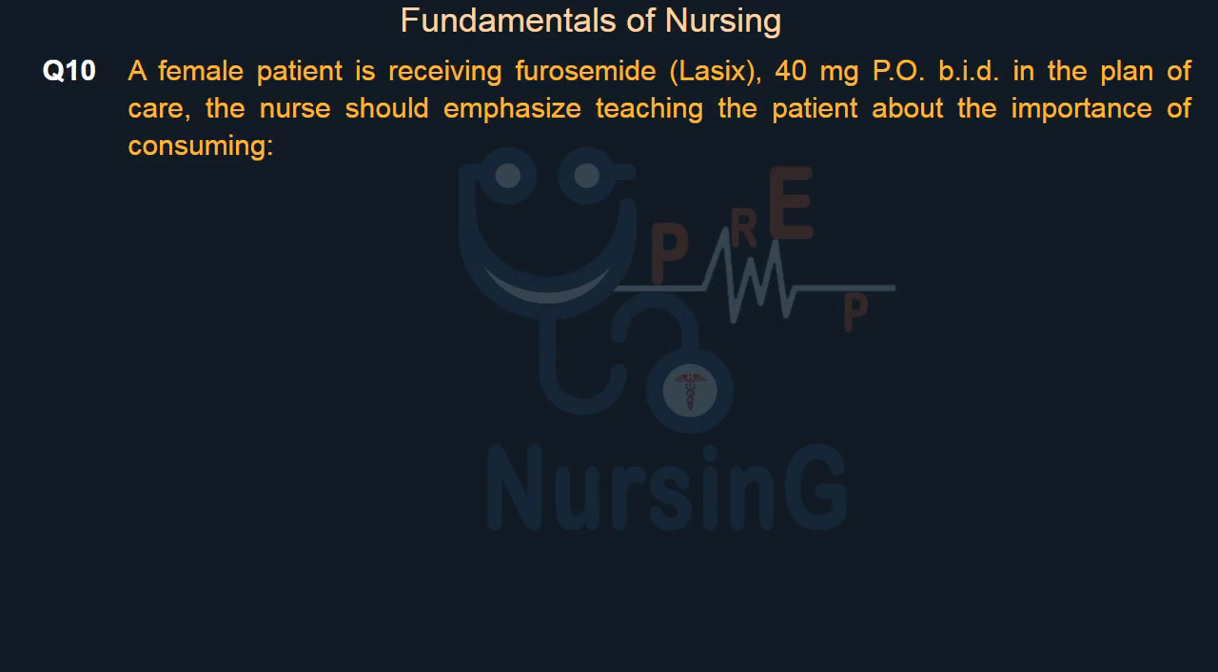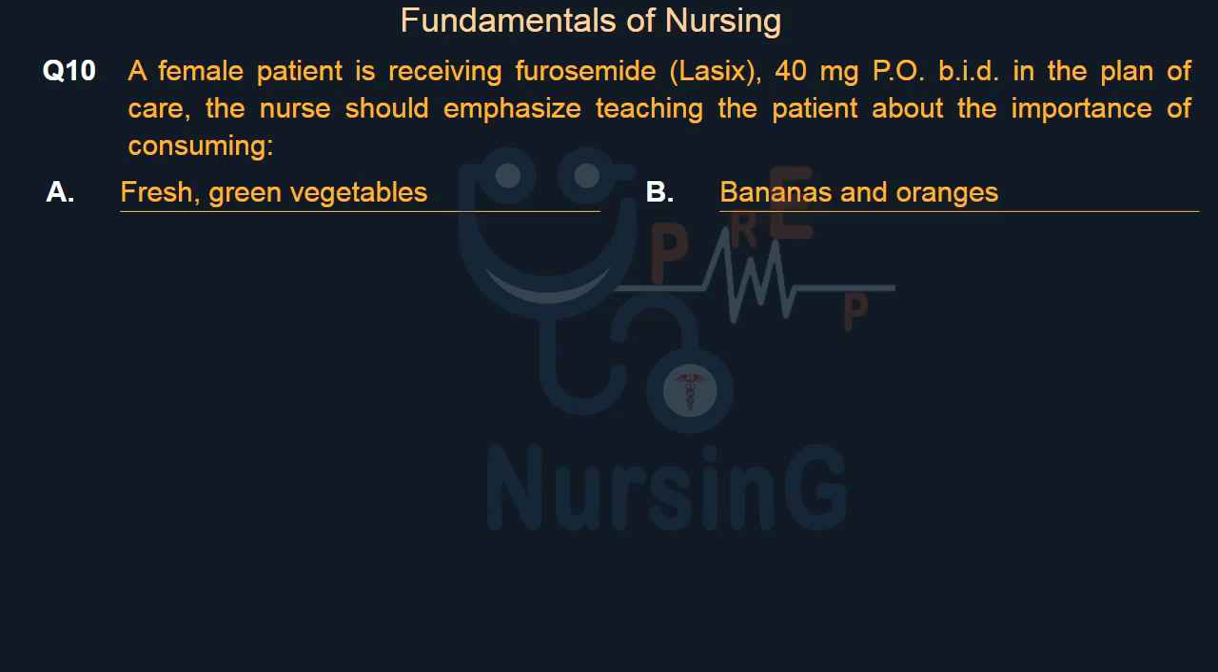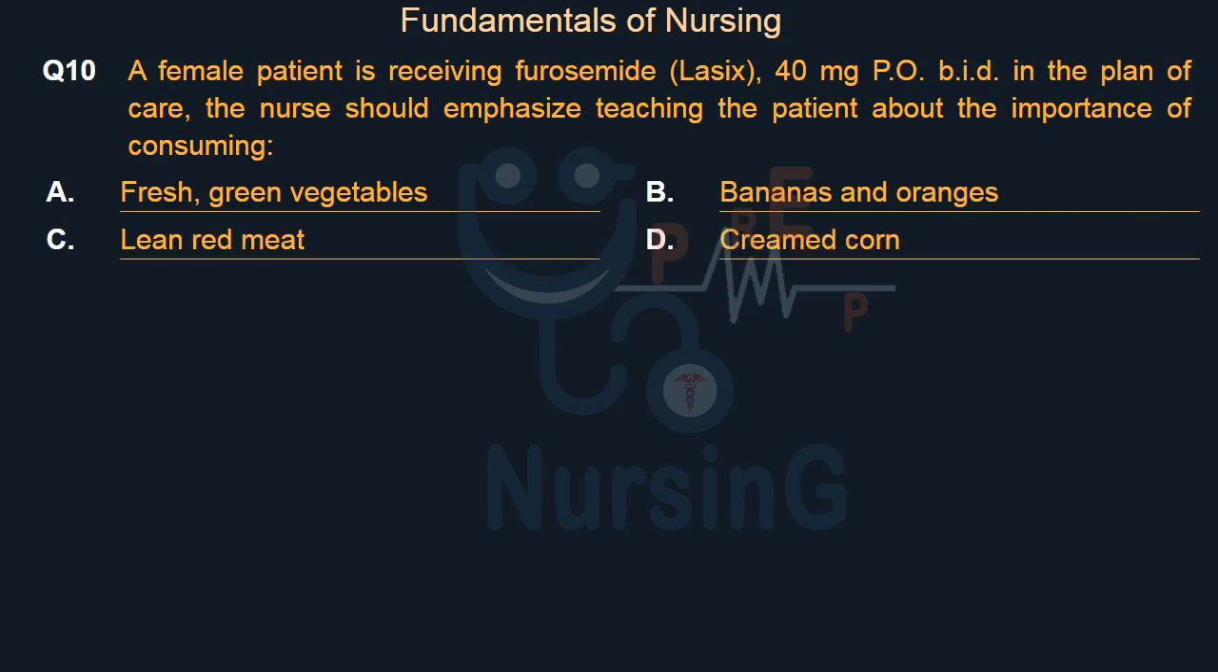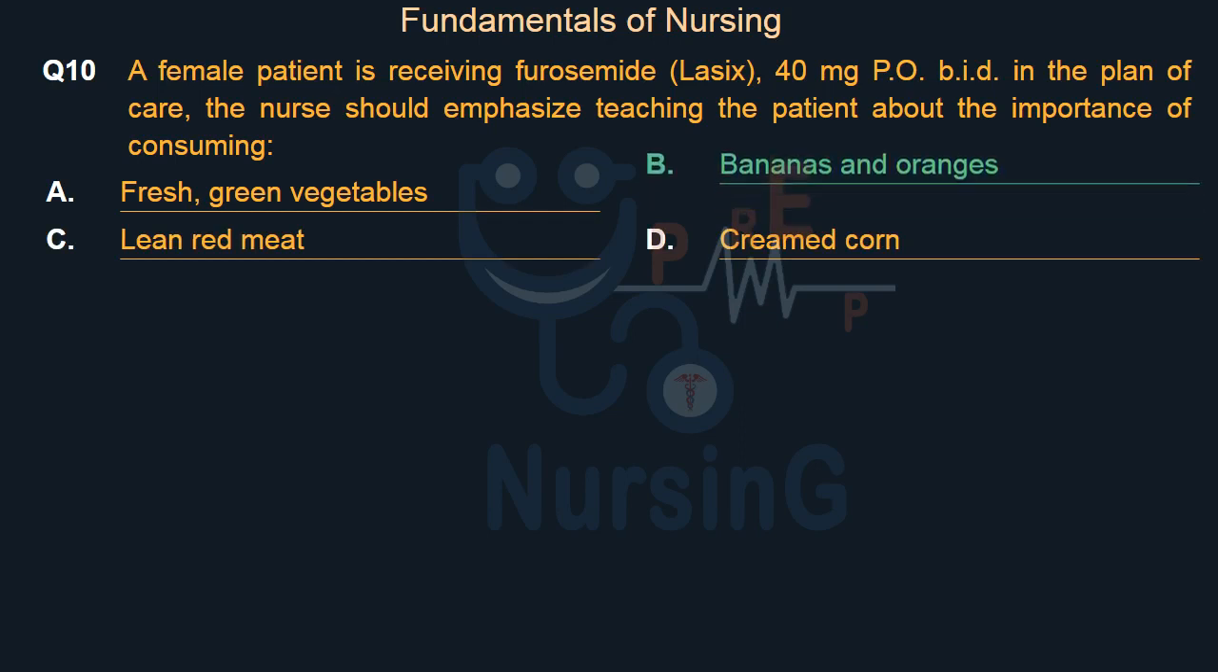A female patient is receiving furosemide, Lasix, 40 mg PO BID in the plan of care. The nurse should emphasize teaching the patient about the importance of consuming: Option A. Fresh, green vegetables. Option B. Bananas and oranges. Option C. Lean red meat. Option D. Creamed corn. Right answer is Option B.